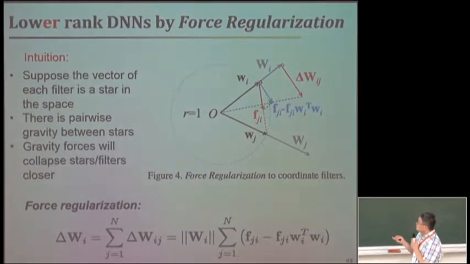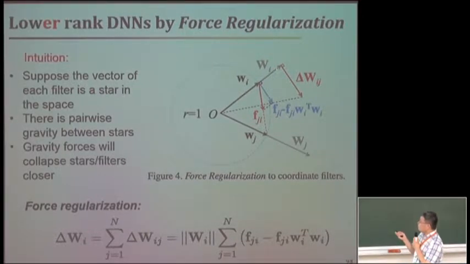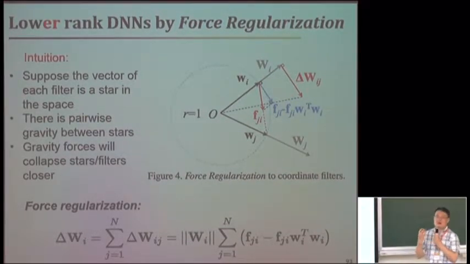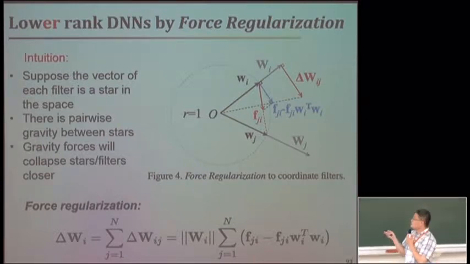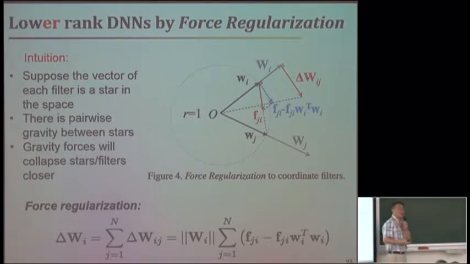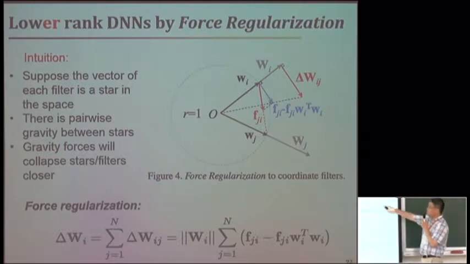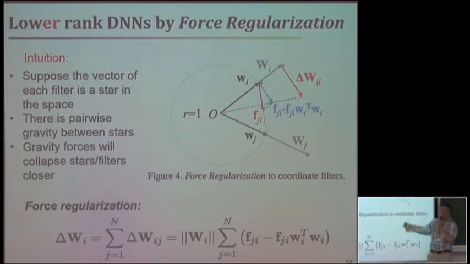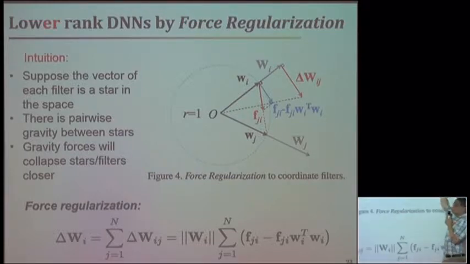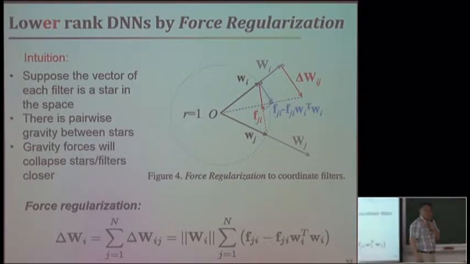For example, we have two filters, each of them represented by Wi and Wj. If somehow we can generate a force, some mechanism trying to converge those two filters closer to each other, as we just showed here, then after training those two filters may become closer to each other, so that they can be better represented by a mean filter. That is the basic idea.